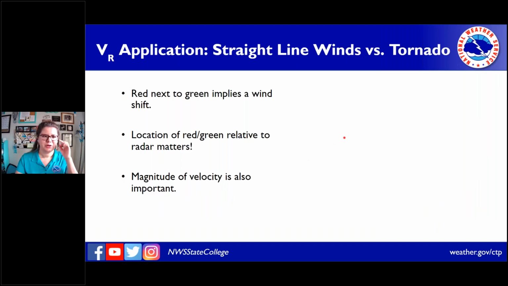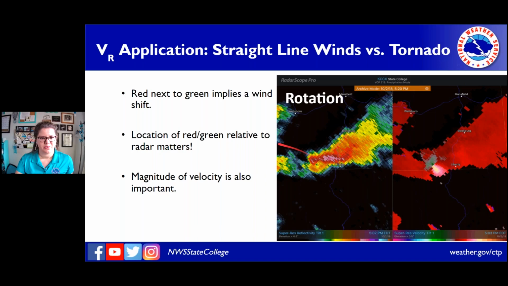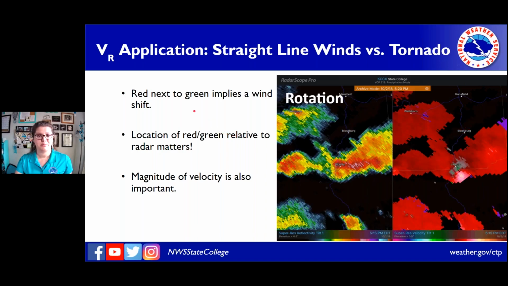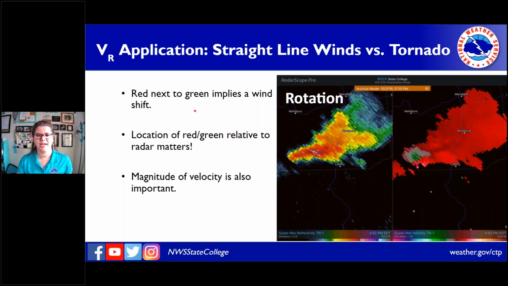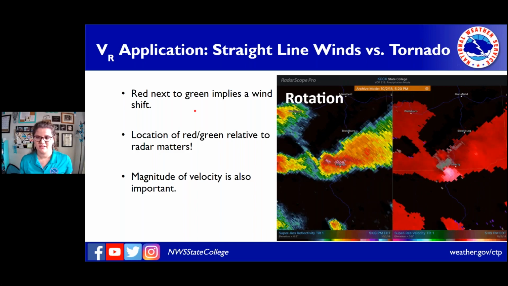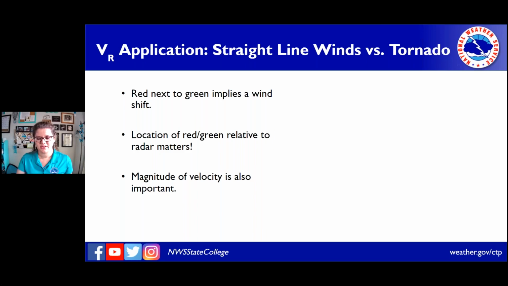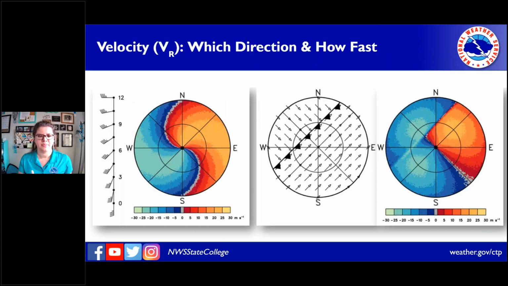All right, so now we're going to move into some more interesting velocity applications. Are we looking at straight line winds or a tornado? Everyone's always interested in finding that tornado on radar. Can we find the rotation? So red next to green or orange next to blue would imply that there's a wind shift, right? Because we just looked at the previous example that different colors means different directions for the wind.